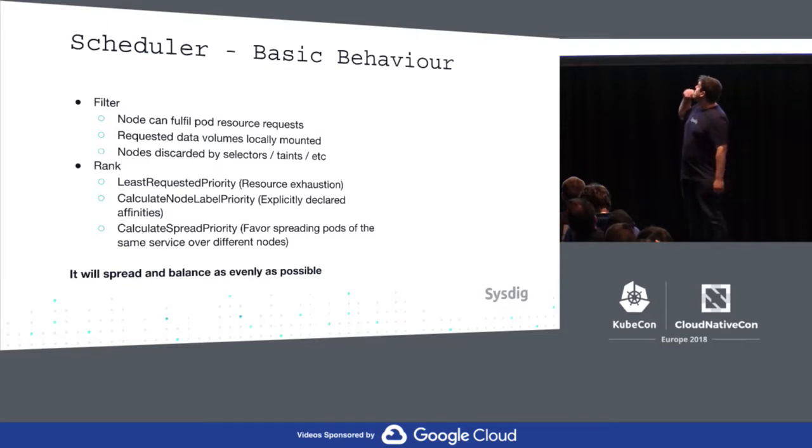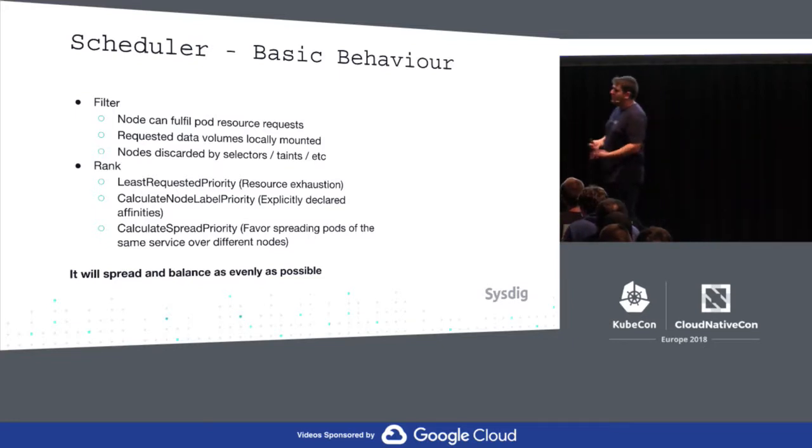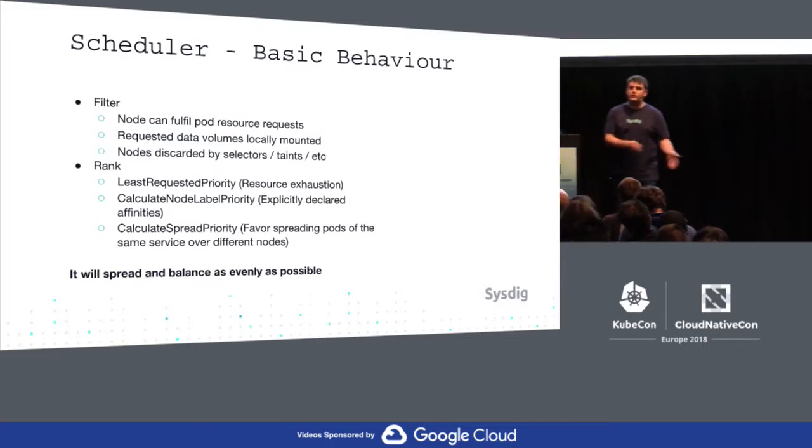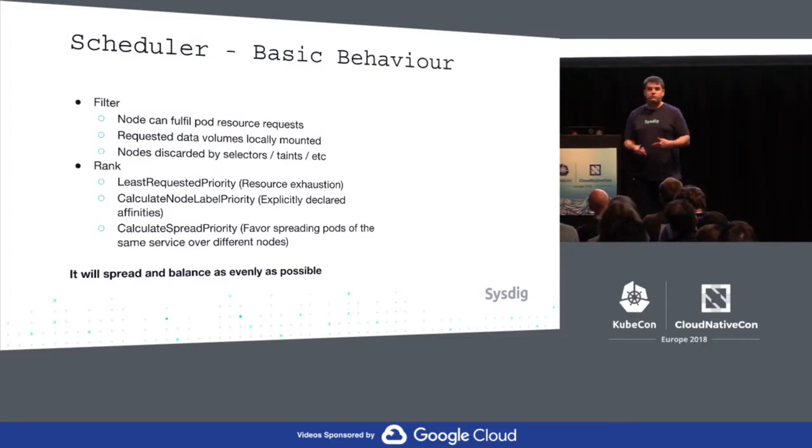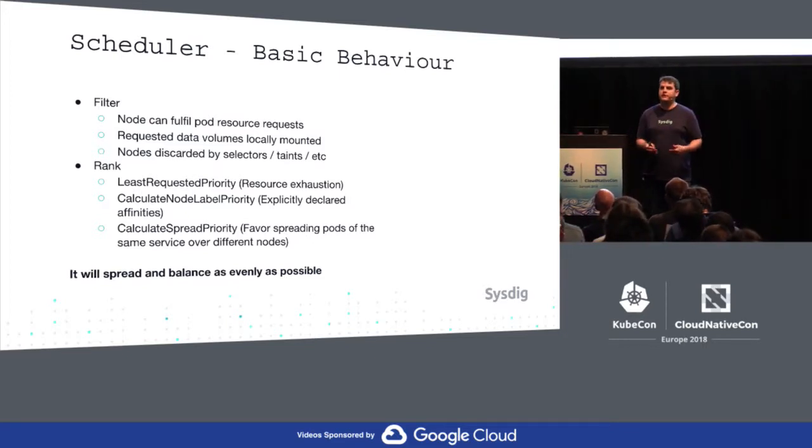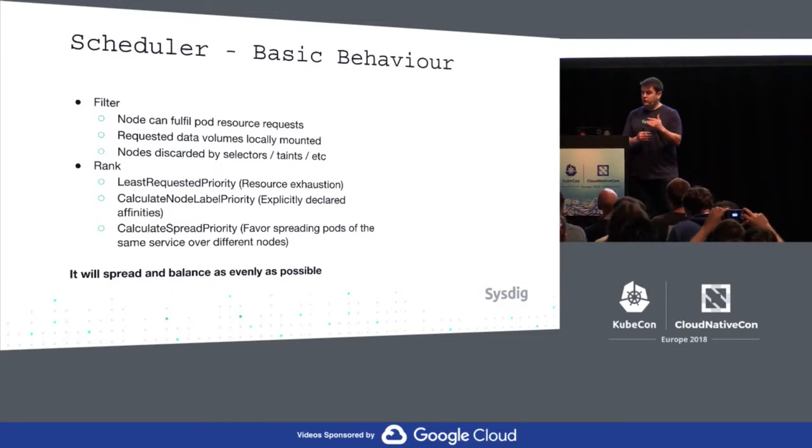So filtering is based on the pod resource request. If this node cannot accept this pod, it's out of the list. Filtering depends on the data volumes that you need locally, or nodes that are explicitly discarded by selectors. Once you have the hard requirements out, you will rank the nodes depending on, of course, the least requested priority, basically the node that has more free resources.